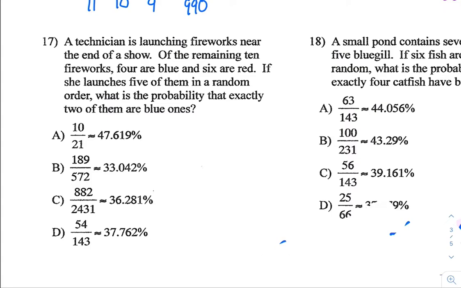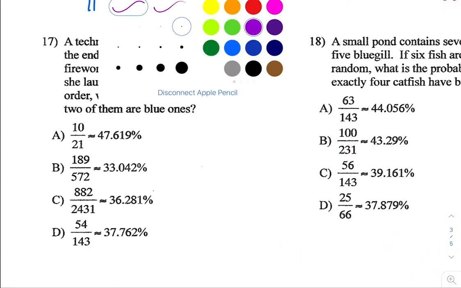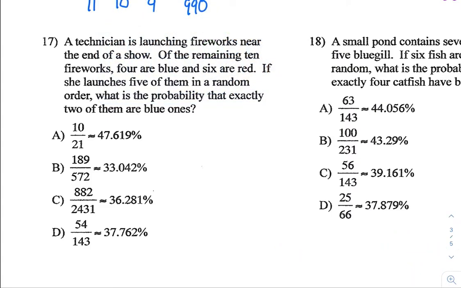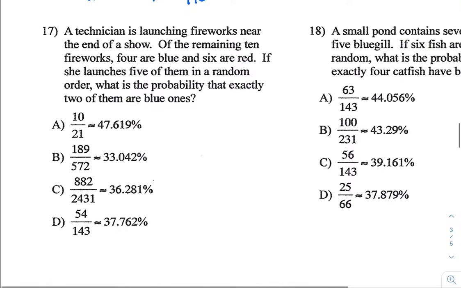All right, 17. So exact same thing, except now it's exactly 2 of them are blue ones. So let's start from the top. A technician is launching fireworks near the end of a show. Of the remaining 10 fireworks, okay, so I automatically know there's 10 fireworks in total. 4 are blue and 6 are red.